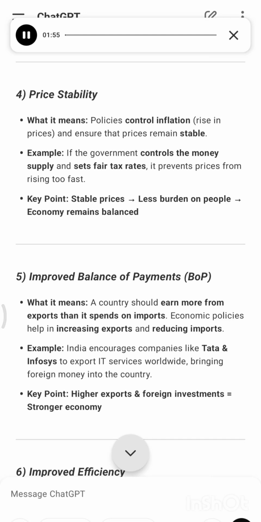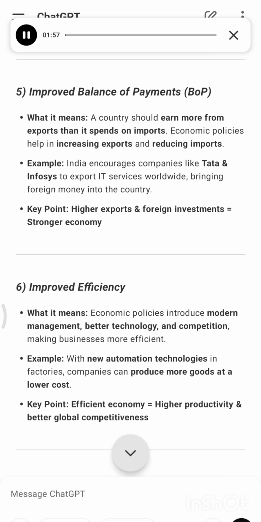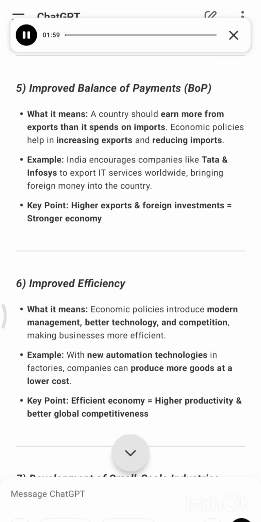5. Improved balance of payments. What it means: a country should earn more from exports than it spends on imports. Economic policies help in increasing exports and reducing imports. Example: India encourages companies like Tata and Infosys to export IT services worldwide, bringing foreign money into the country. Key point: higher exports and foreign investments equal a stronger economy.